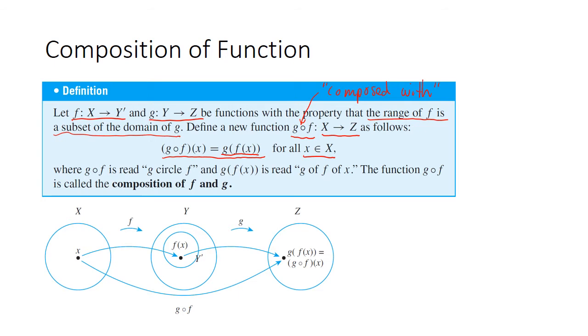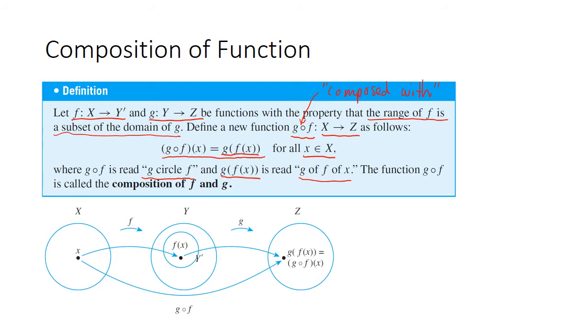Now the author here says you read this g circle f. Personally, I've never heard it read that way. I've always read it as composed with. Or when you have it in parentheses like this, you read that as g of f of x. And then that function g composed with f is called the composition of f and g.